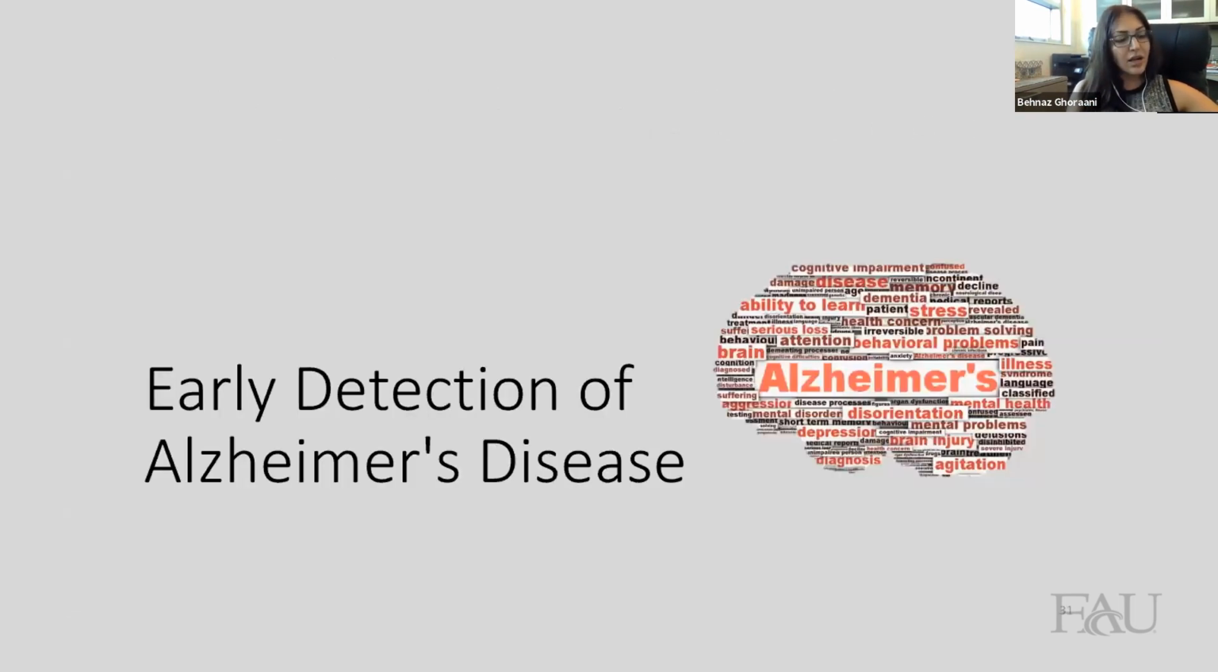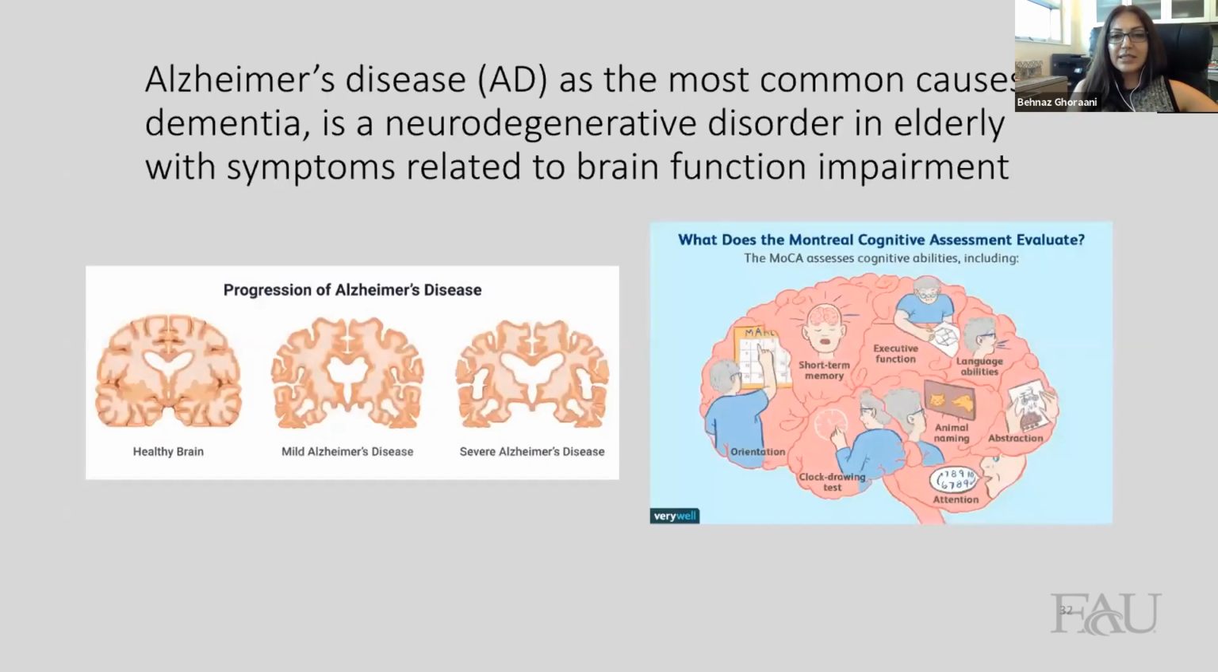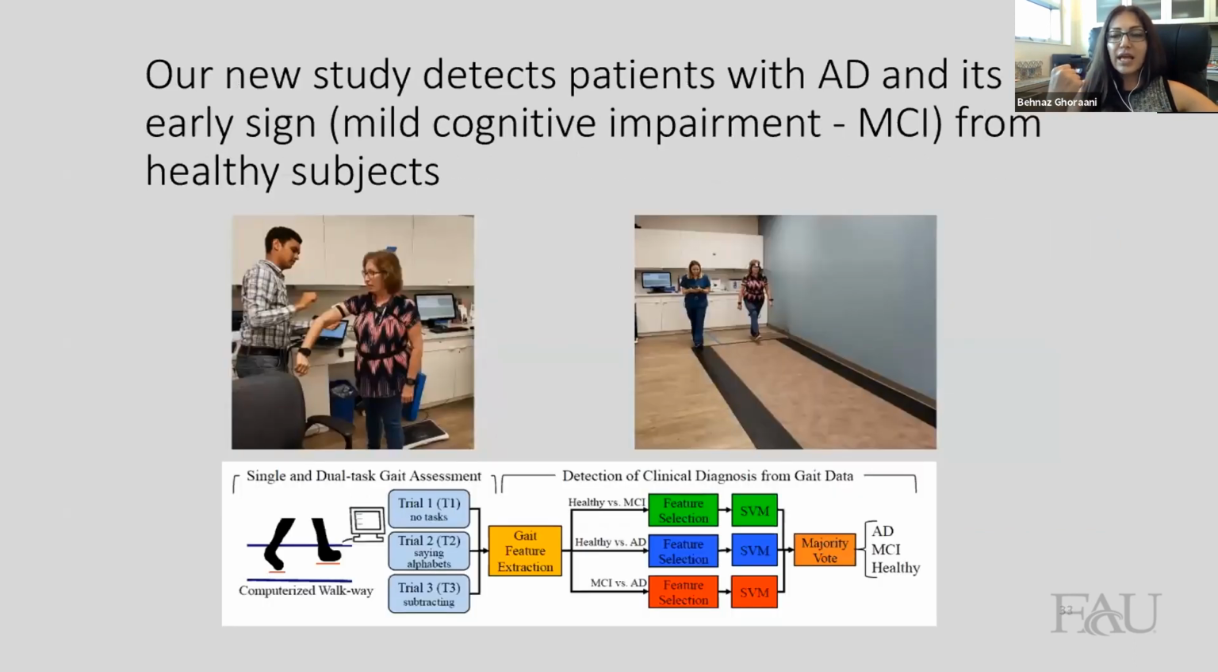Another project I'm going to talk about very briefly is early detection of Alzheimer's disease. It's the most common neurodegenerative disease with dementia. So what we are trying to do is use our gait as a way to detect Alzheimer's disease and its early sign, mild cognitive impairment.